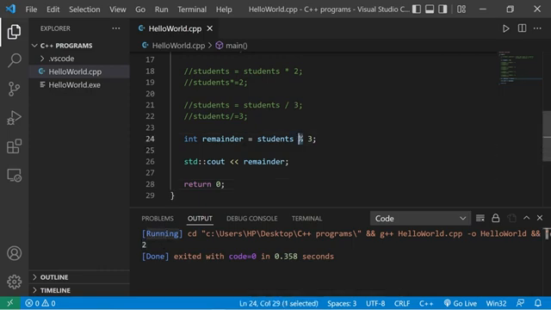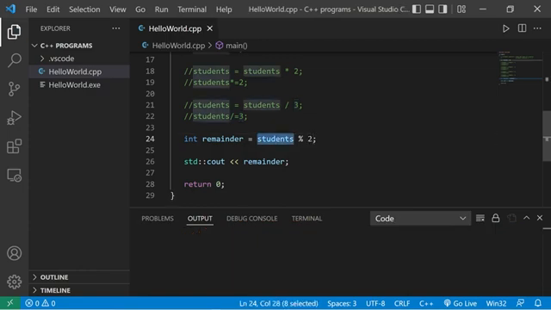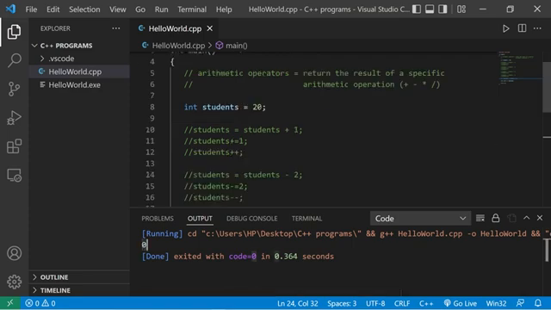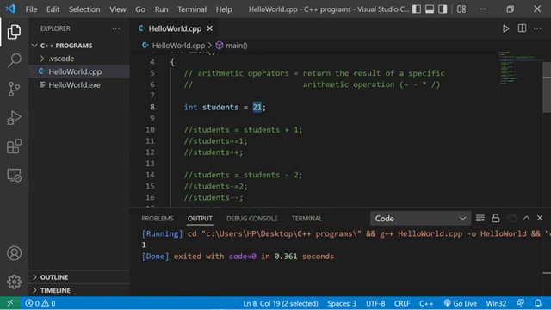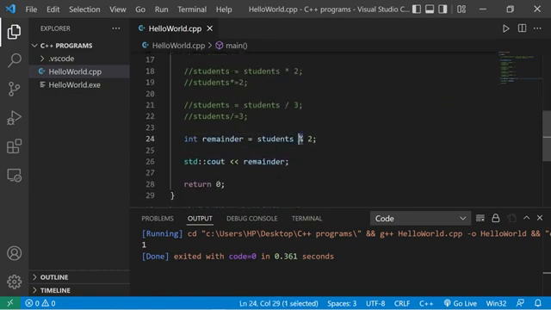Now, using the modulus operator is a great way to find out if a number is even or odd. Take some value or variable you would like to check, modulus 2. If that number divides by 2 evenly, where the remainder is 0, well, it's even. If the remainder is 1, well then, it's an odd number. 21 doesn't divide by 2 evenly. So that is the modulus operator. It gives you the remainder of any division.